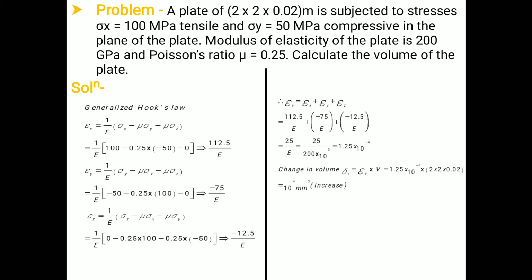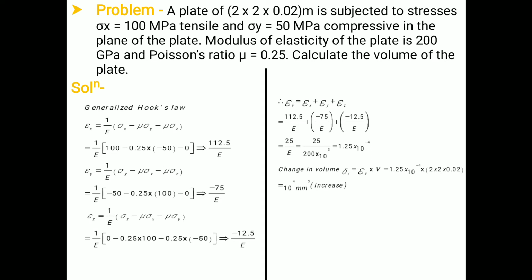In today's lecture again we will discuss the numerical based on the generalized Hooke's law. Now we have the problem statement as below. A plate of 2 by 2 by 0.02 meter is subjected to stresses sigma x equal to 100 MPa tensile and sigma y equal to 50 MPa compressive in the plane of the plate. The modulus of elasticity of the plate is 200 GPa and Poisson's ratio mu is equal to 0.25.